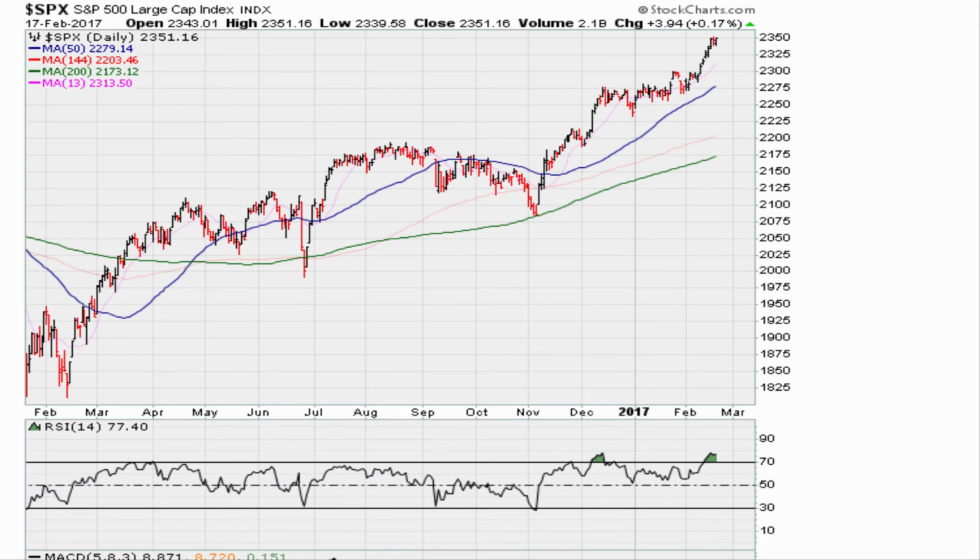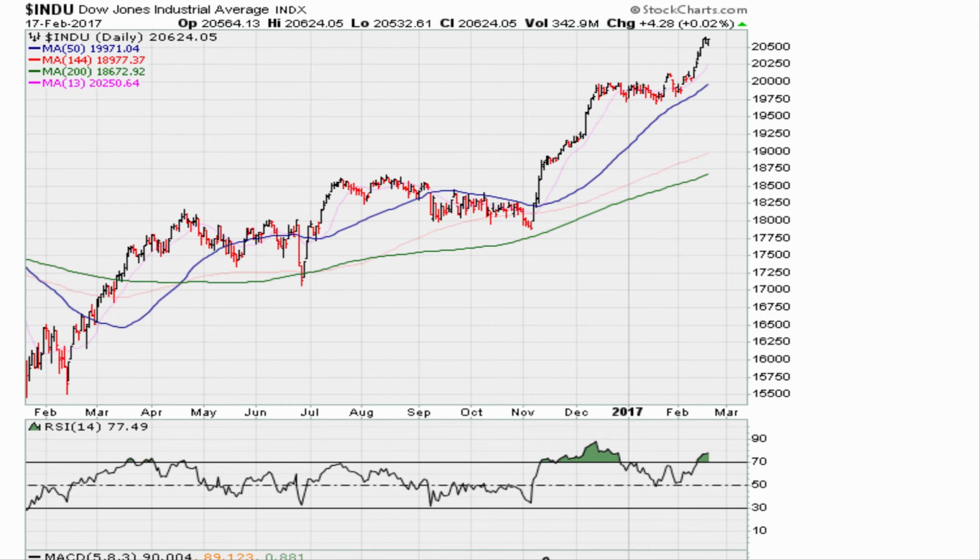Take a look at the Dow. And the Dow daily is back above 69.1, which might explain this explosion this past week. Staying above 69.1 is key. As long as markets are holding above 69.1, you can expect higher prices.